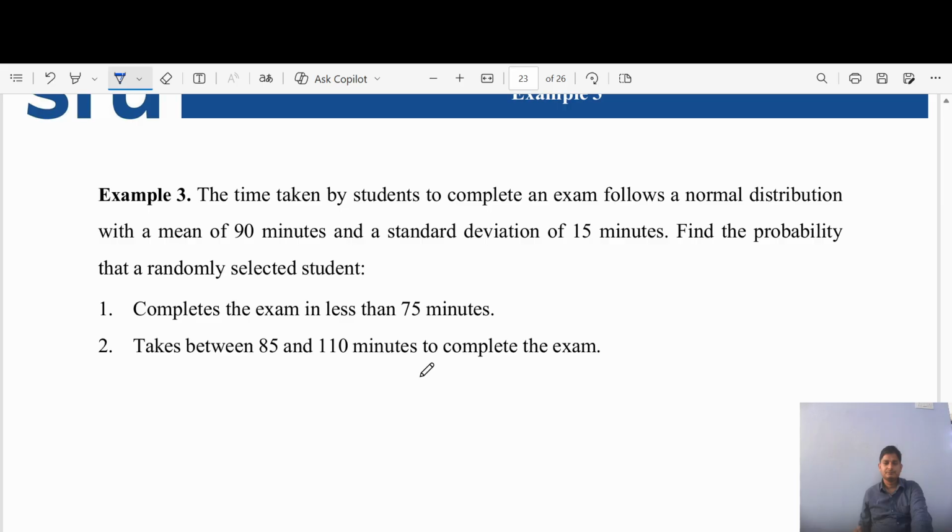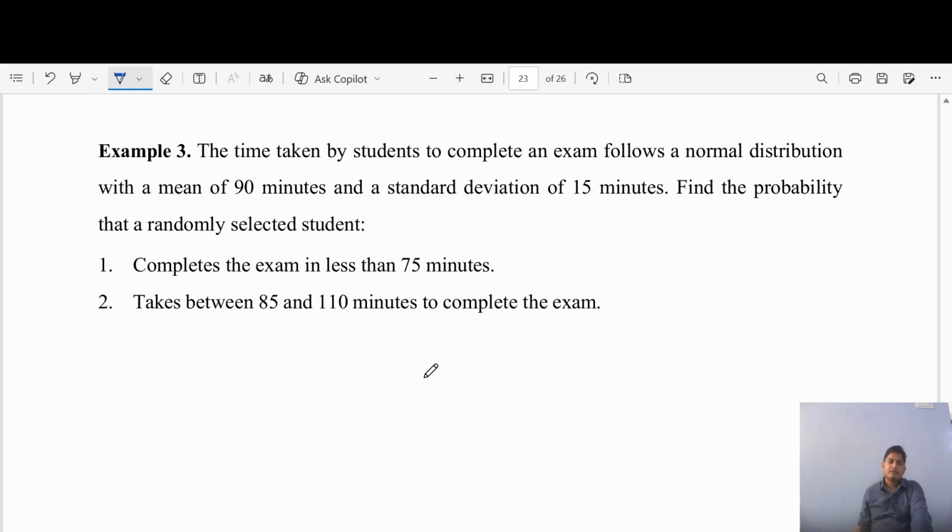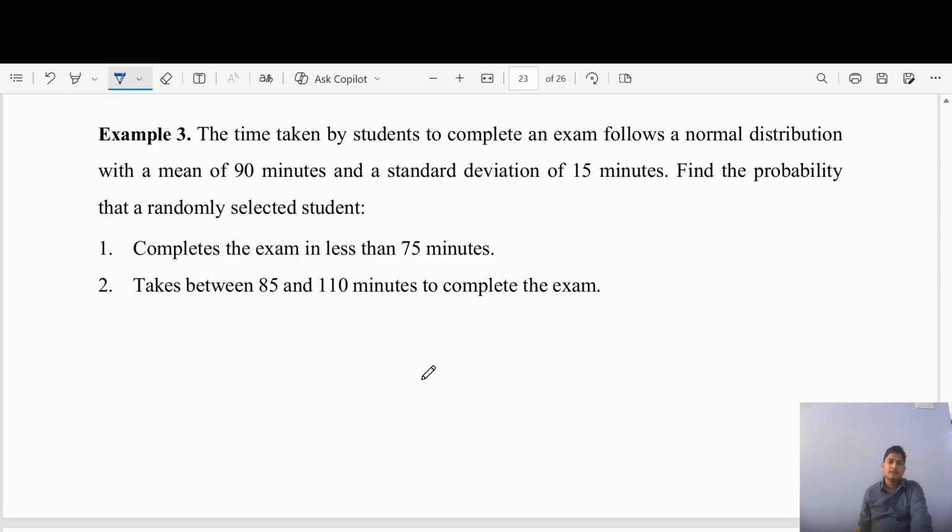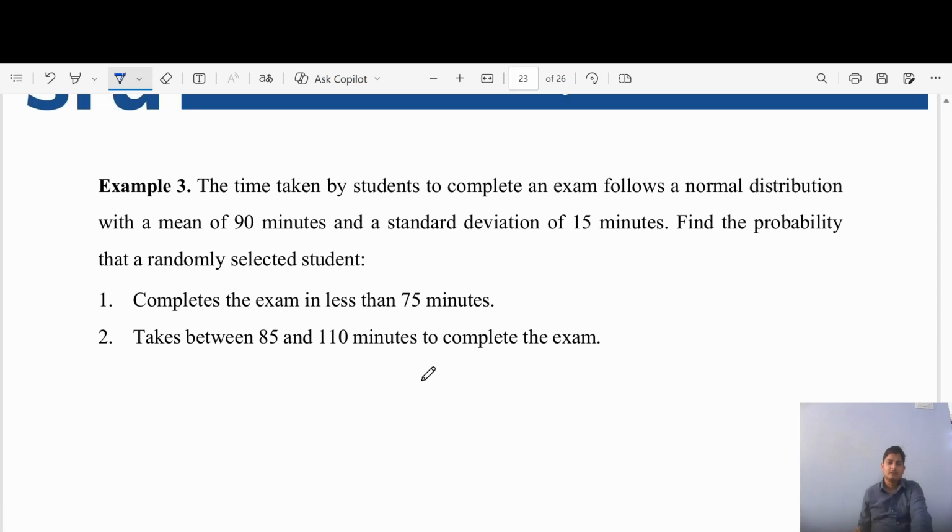Now, the time taken by the students to complete an exam follows a normal distribution with a mean of 90 minutes and standard deviation 15 minutes. Find the probability that a randomly selected student completes the exam in less than 75 minutes. So mean mu is equal to 90 is given. Standard deviation sigma is 15 is given.